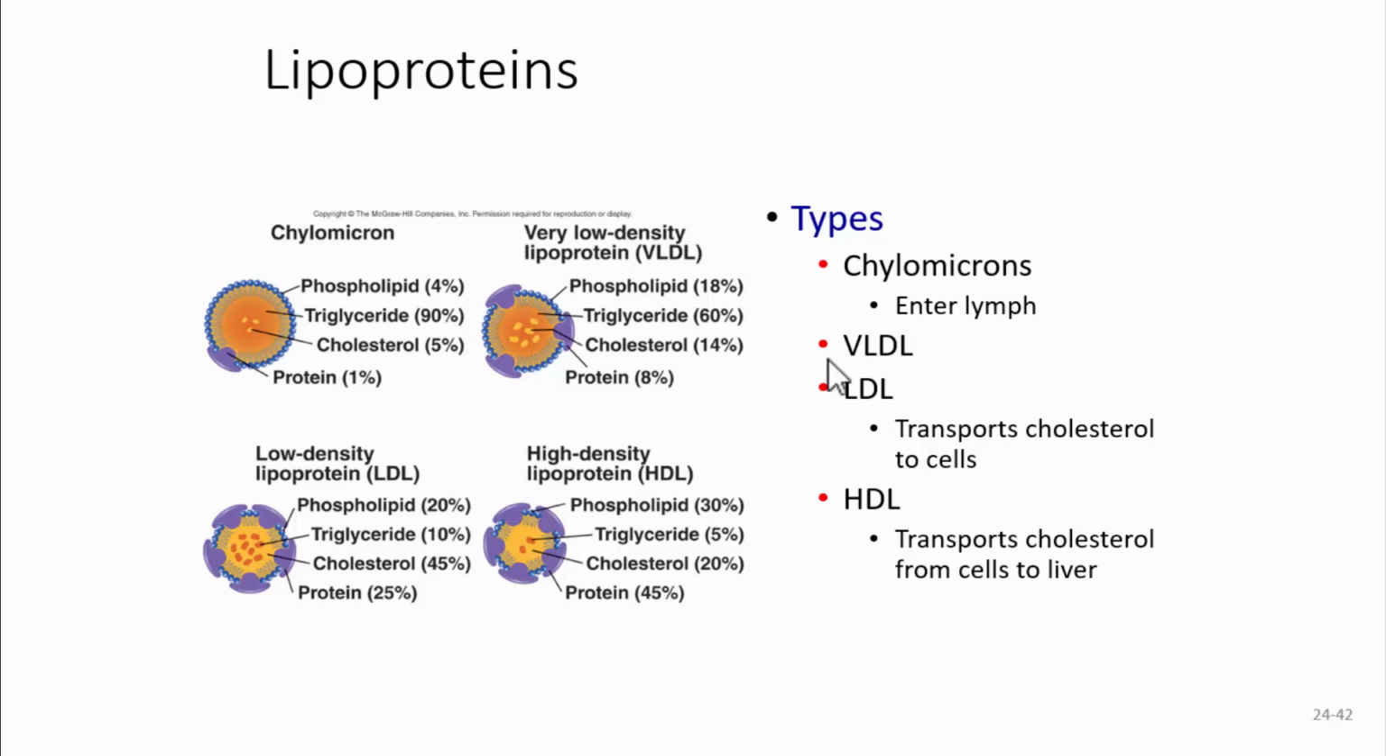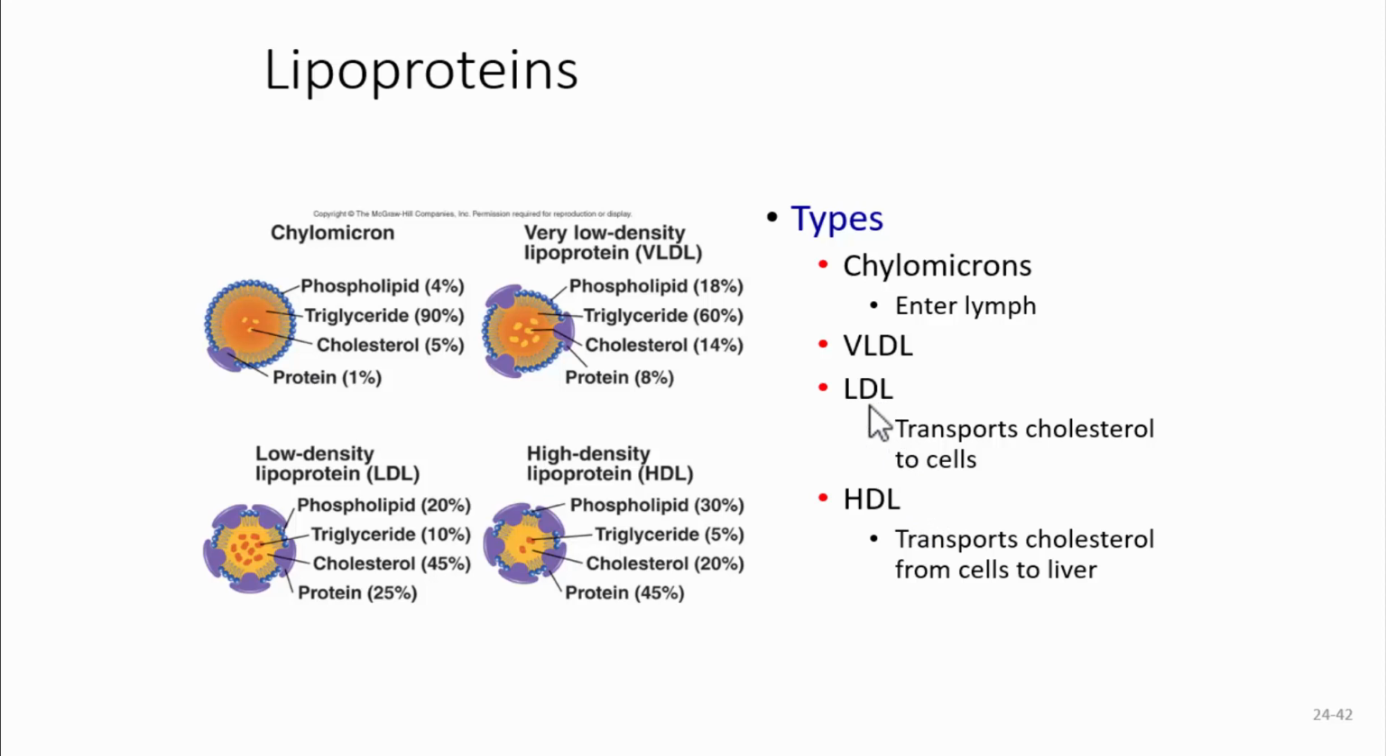And then we have our VLDLs, which is the very low density lipoproteins. And you can see 60% is triglyceride, 18% is the membrane, 14% cholesterol, 8% protein. Then the two that we're probably more familiar with, the LDL and the HDL.